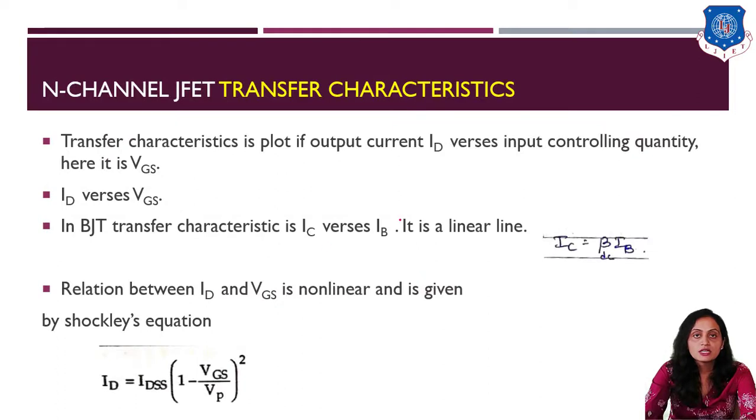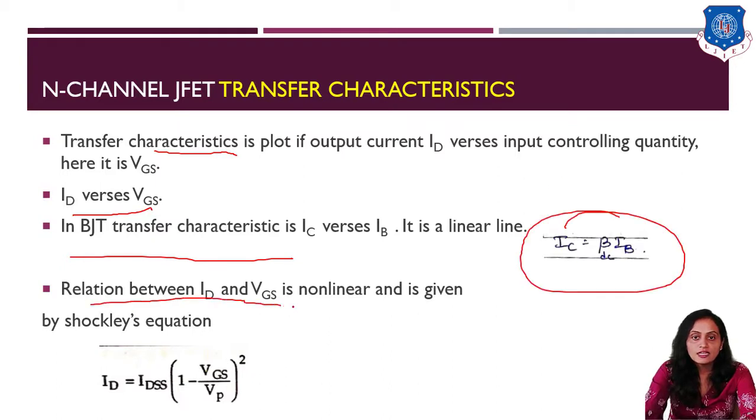Now we will see the N-channel JFET transfer characteristic. Transfer characteristic is the plot of output current versus the input controlling quantity. Here it is VGS. ID versus VGS is a plot of transfer characteristic. In BJT, transfer characteristic was between IC and IB because it is linear, and it was shown with this equation. The relation between ID and VGS is non-linear and it is given by the Shockley equation, that is ID is equal to IDSS times (1 minus VGS divided by Vp) squared. Vp is the pinch off voltage.